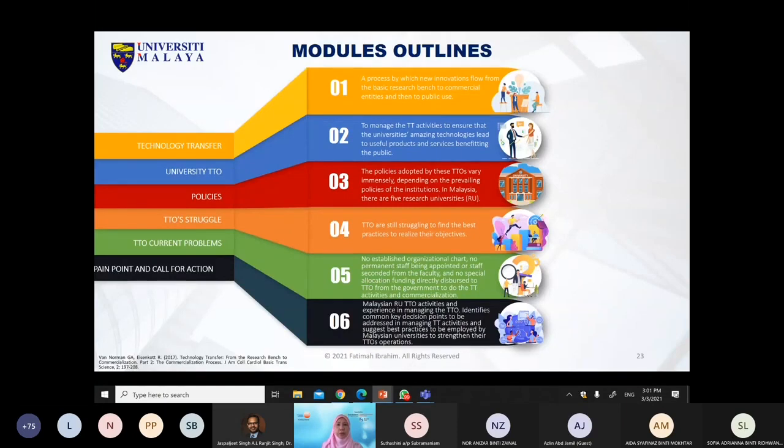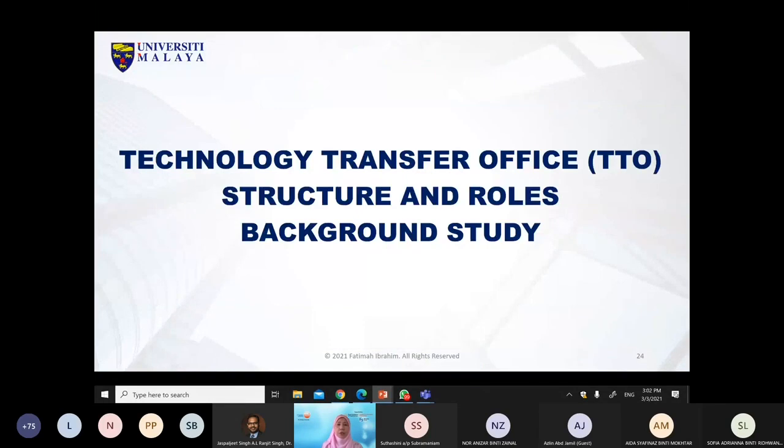Basically, you can get a copy of the module from the organizer. The module will cover an introduction to what technology transfer is, the university's role in technology transfer activity, the policy of technology transfer, the problems the Technology Transfer Office (TTO) is facing, the struggle they go through to accelerate technology transfer, and the pain points and call for action. Today we want to look at the technology transfer office structure and role background study.